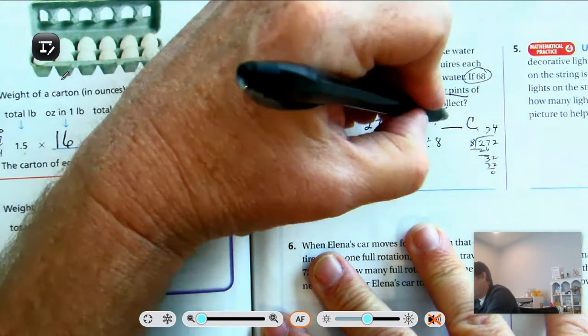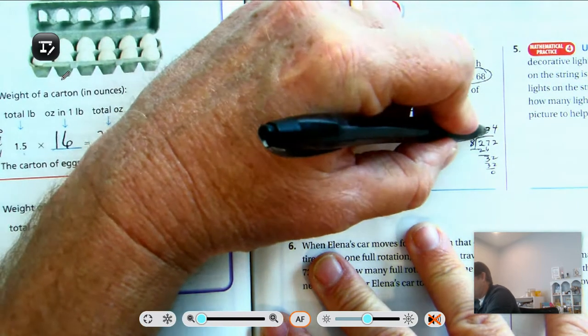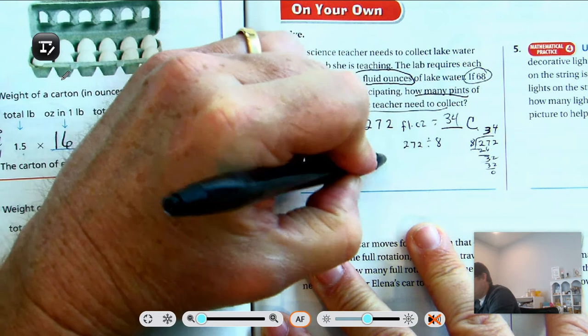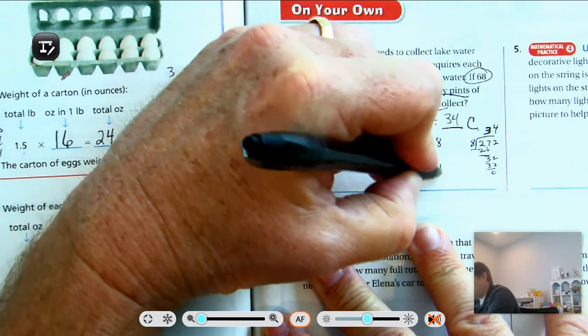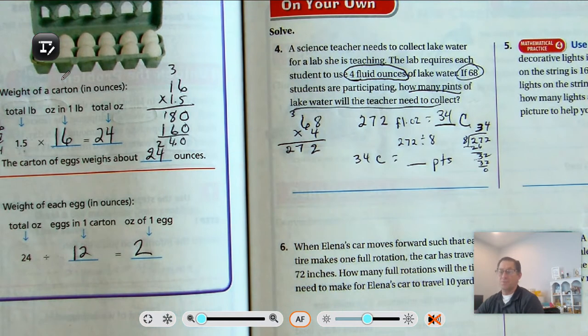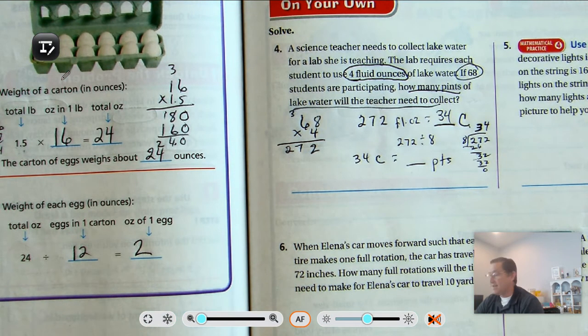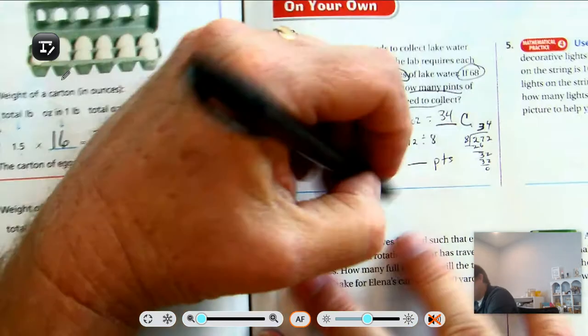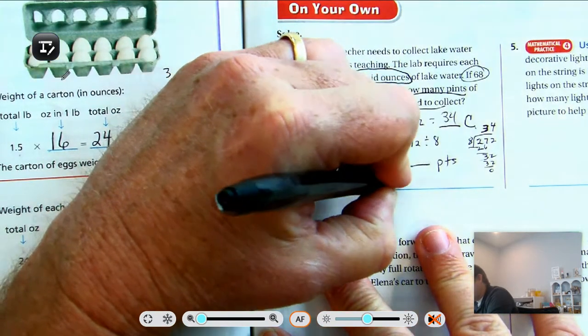is 34. So 34 cups can now be changed into pints. We know that there's 2 cups per pint. So 34 divided by 2.